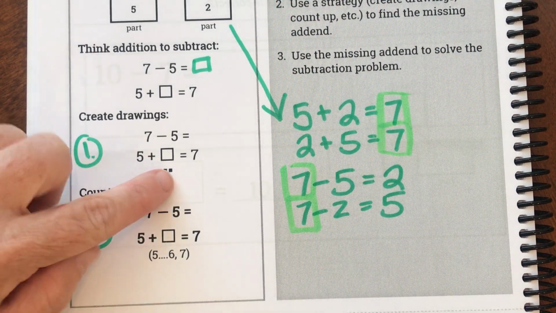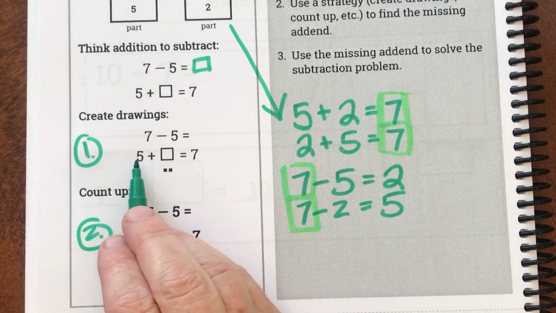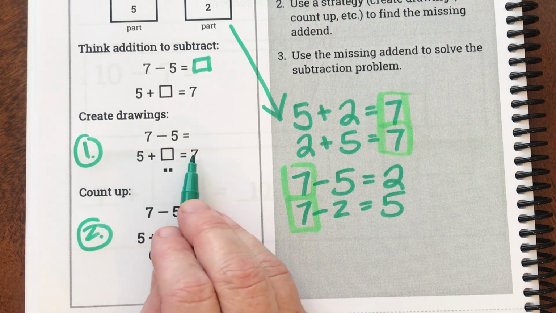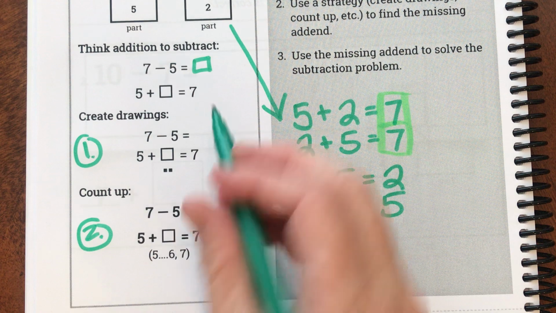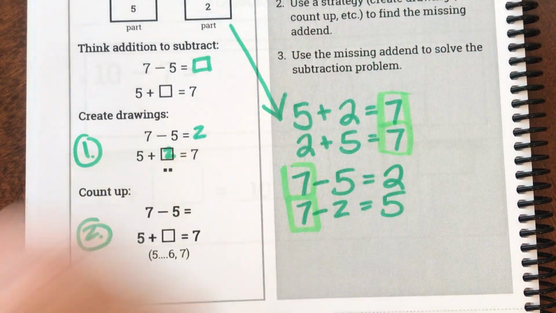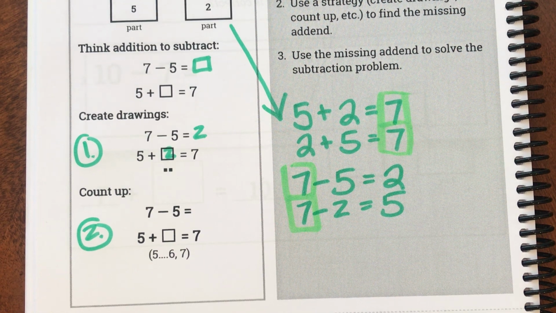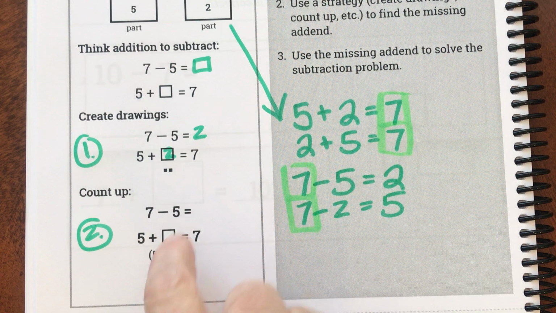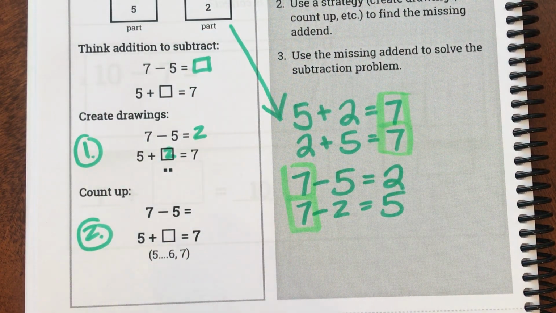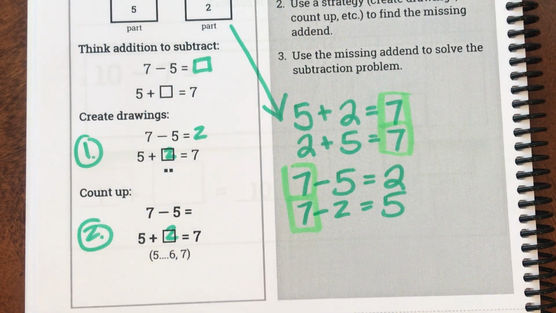So choice 1 is I could count up. I could say I have 5, how many more do I need to add to 7? 5, 6, 7, and because I counted 2, my answer would be 2, which means my subtraction answer is 2. Or I could count on. I could say I have 5 in my hand. How many more do I need to get to 7? So 5, 6, 7. So I had to count up 2. So I could use either of these strategies.